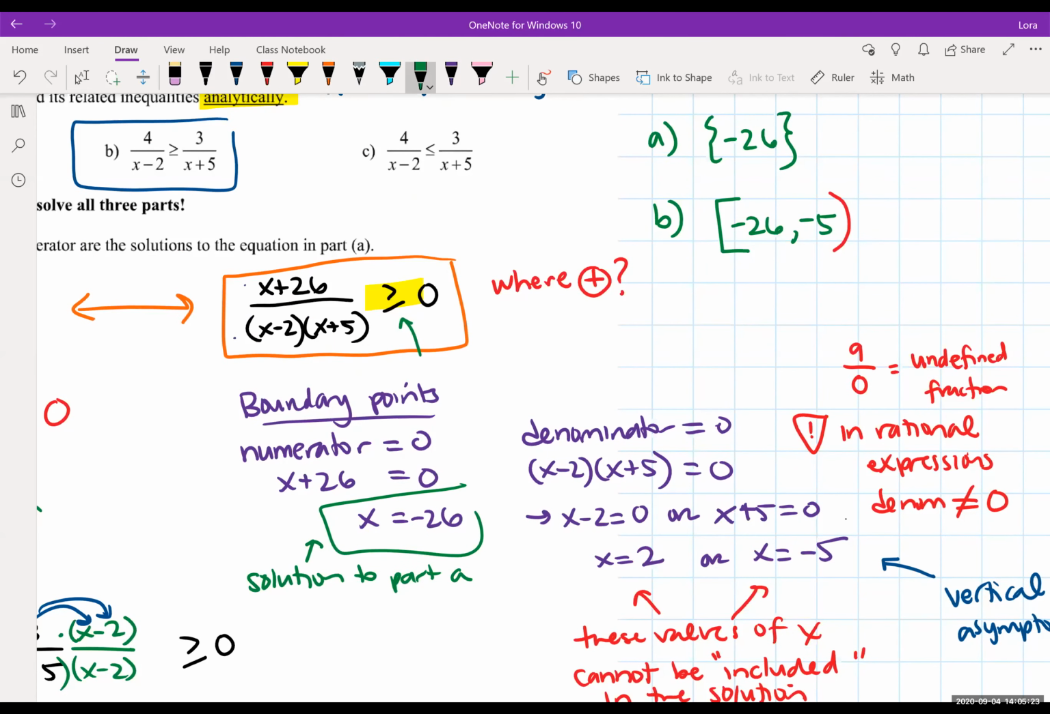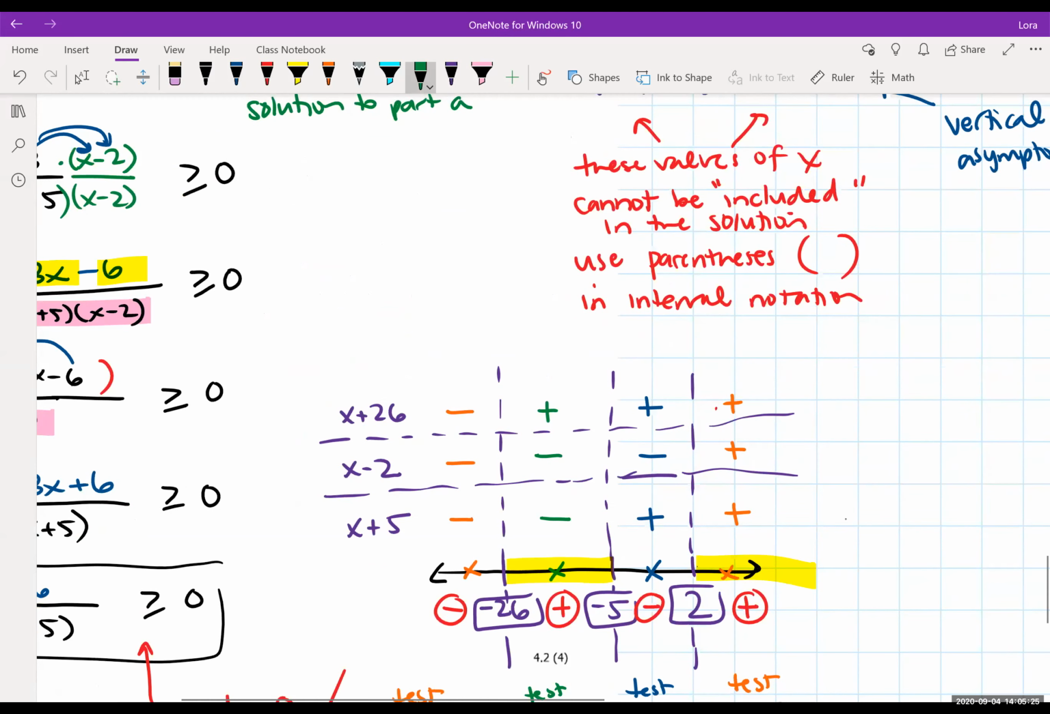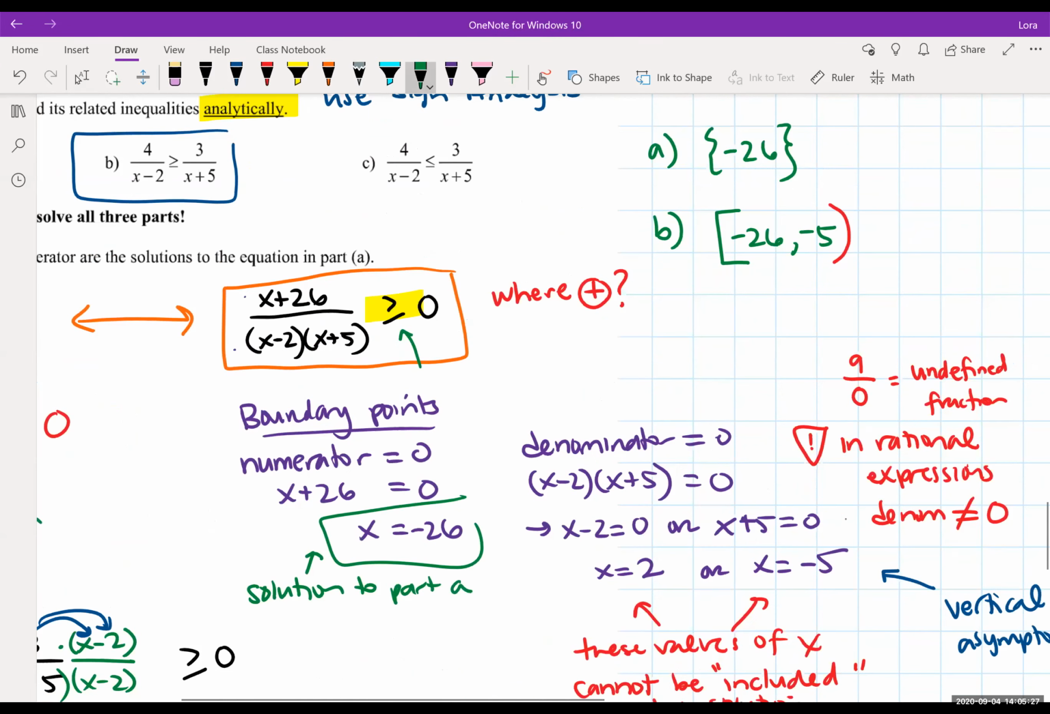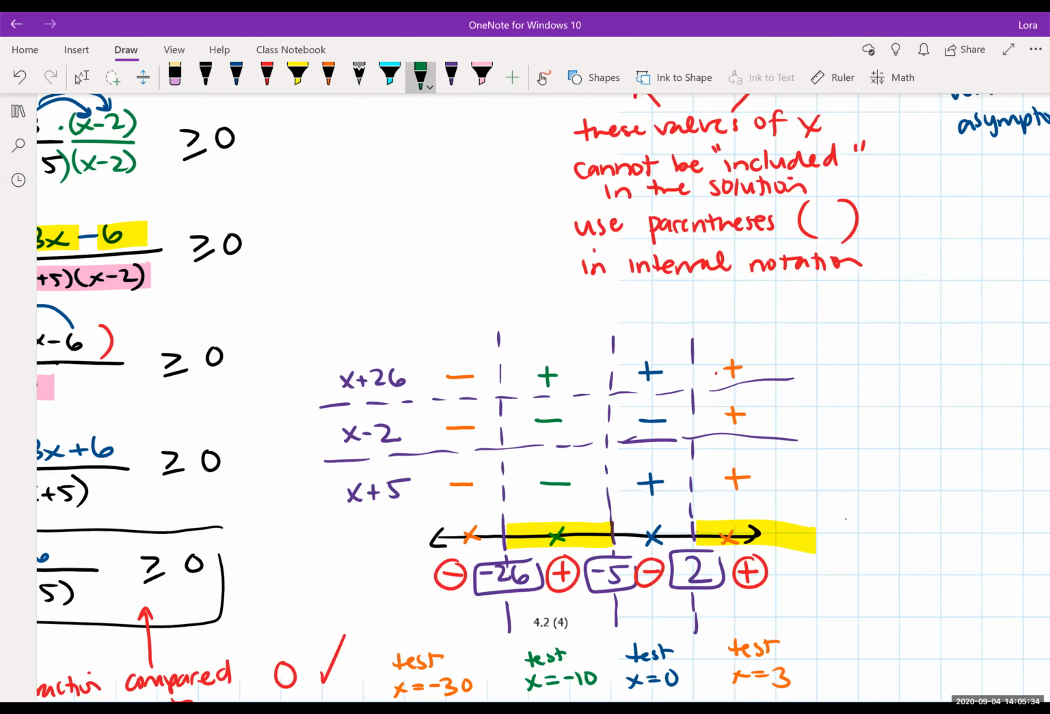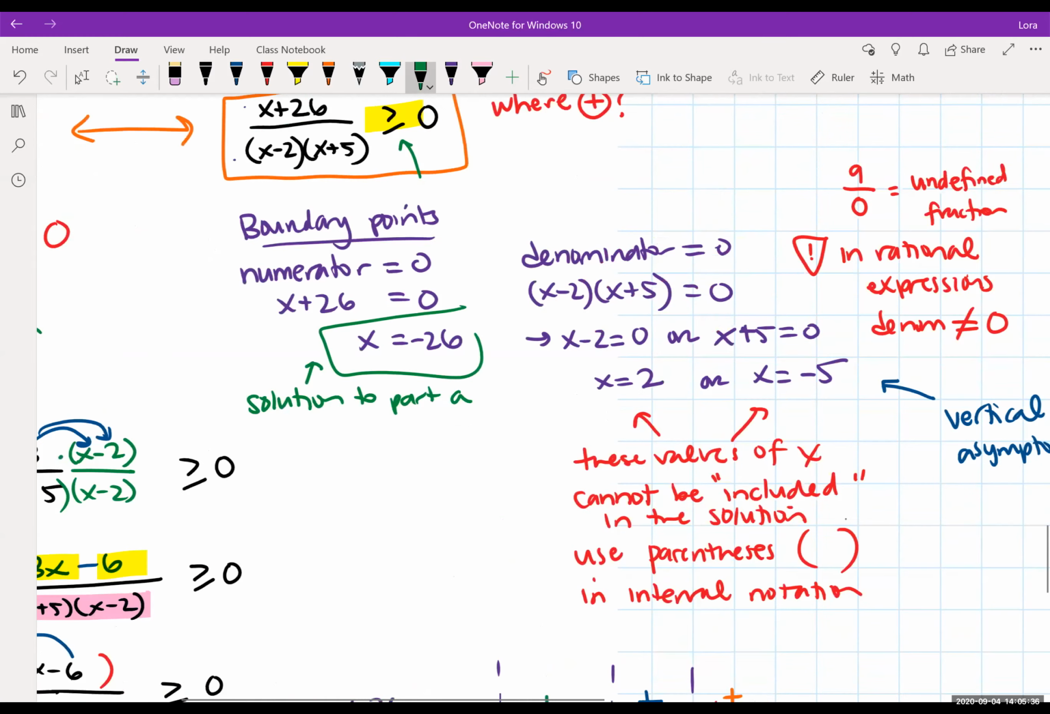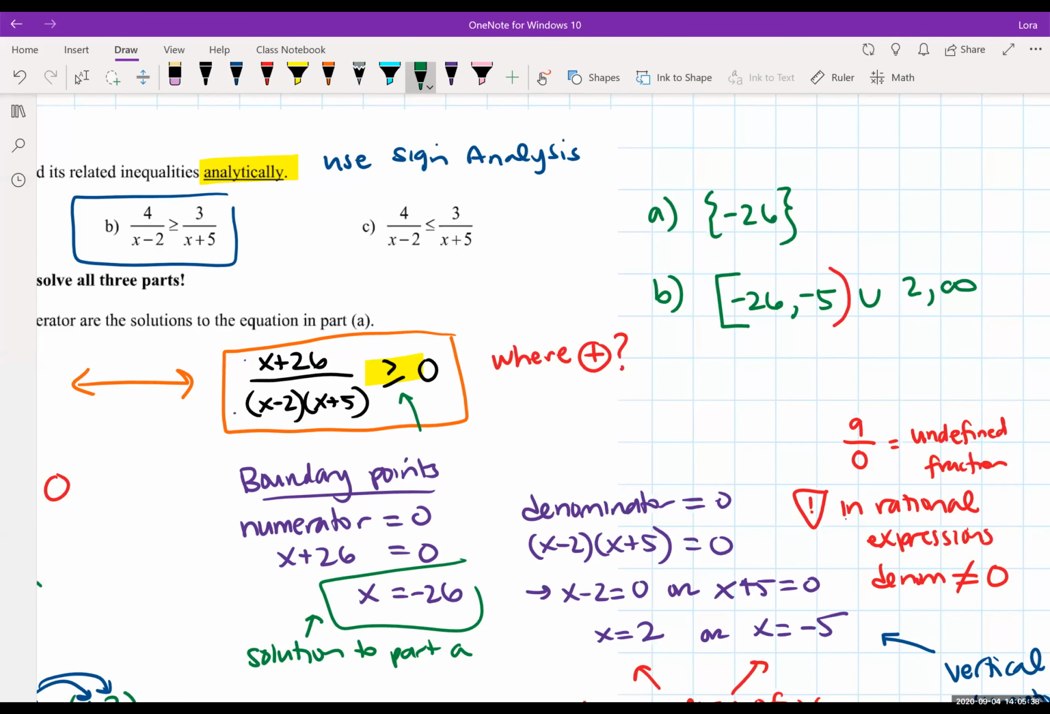I do know we skip a region, so there's a union symbol we're going to use. And we'll start up again at 2 and move all the way to infinity. So we go from 2 to infinity. I know infinities always have parentheses. And then another reminder, the 2 was not to be included in the solution because it makes a denominator 0. So this is why we have a parenthesis. So part B, we have our solution.